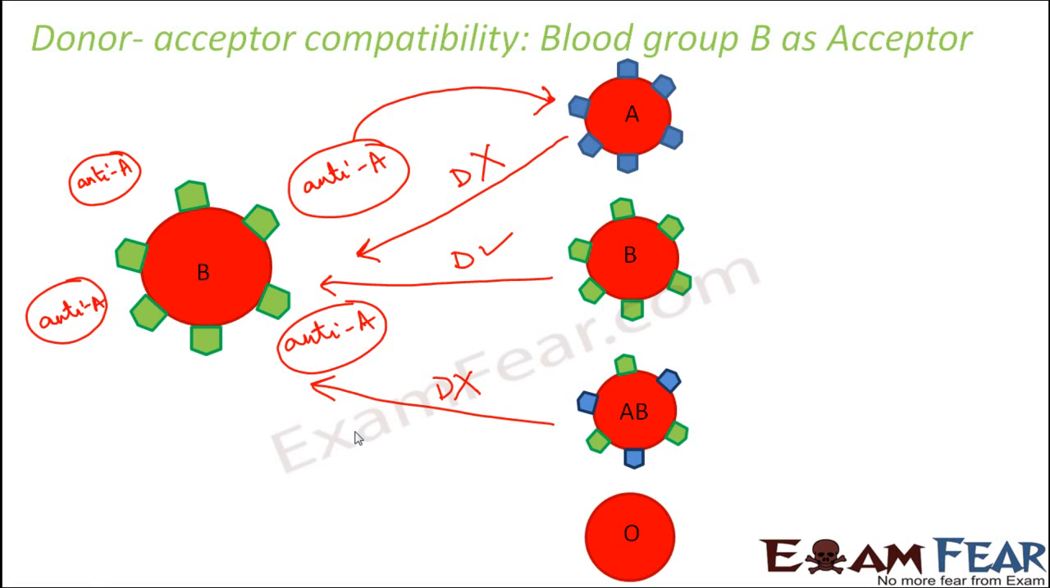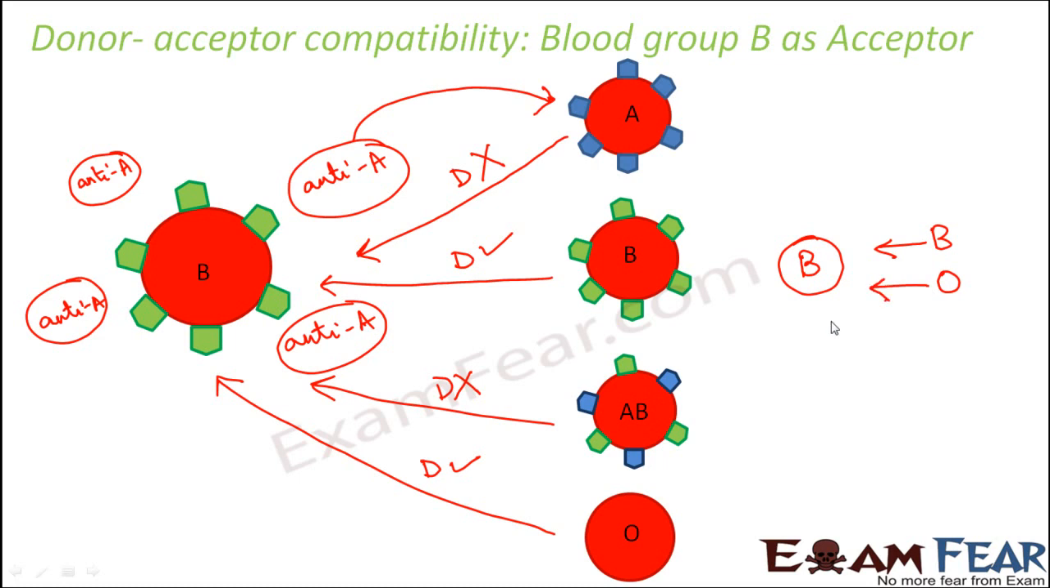And what about O? Since O doesn't have any of the antigens, O will be able to donate blood to anybody, because the antibodies will not be able to attack them as there are no antigens at all. So if blood group B is the acceptor, then somebody with B can donate and somebody with O can also donate. Now let us look at the same.